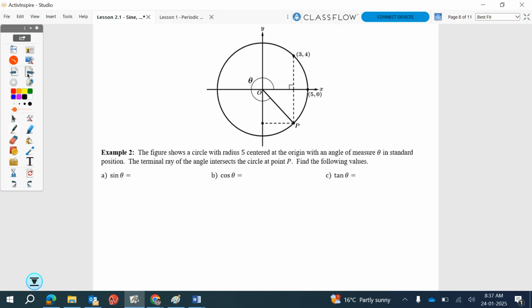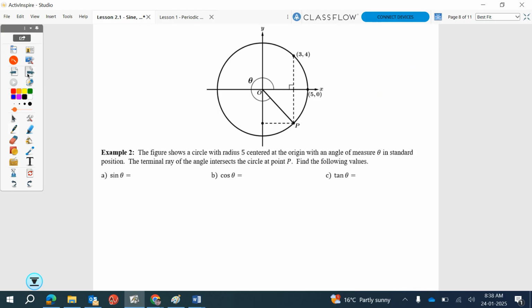Okay, for this one here, we're just going to practice using the unit circle a little bit. So here we have an enlarged unit circle with radius 5. We have your standard 3, 4, 5 triangle here drawn. We love that one. That's the best Pythagorean triplet. The figure shows a circle with radius 5 centered at the origin with an angle of measure theta in standard position. The terminal ray of the angle intersects the circle at point P. What's the sine, cosine, and tangent value?